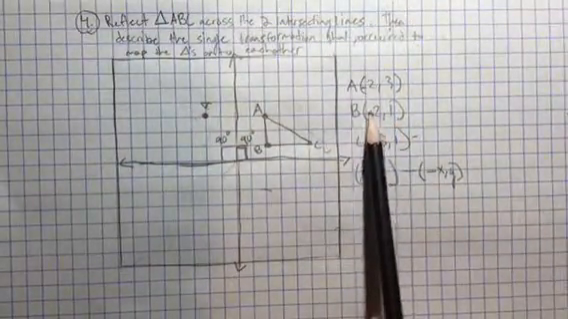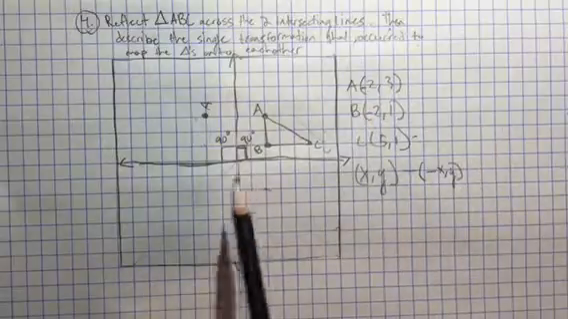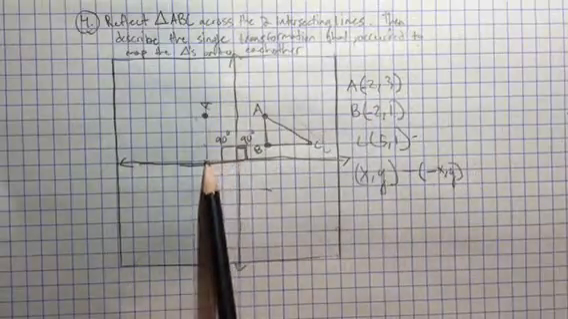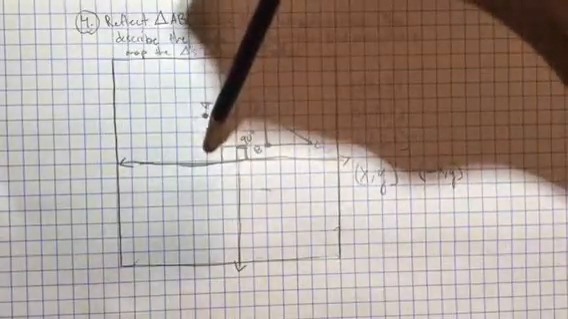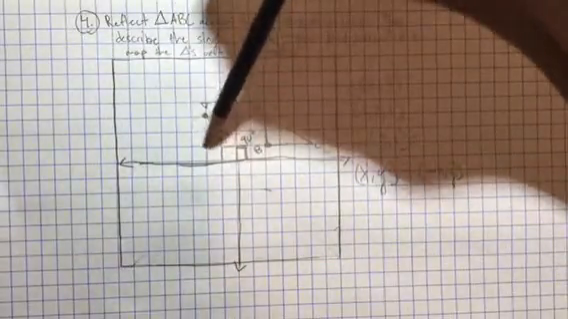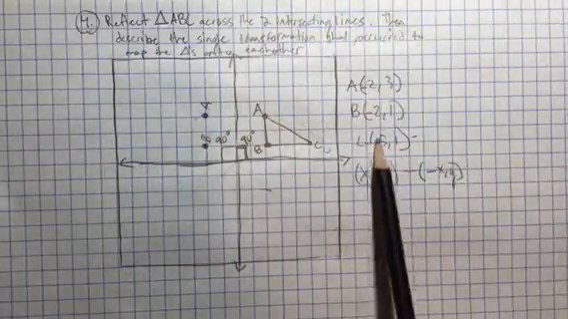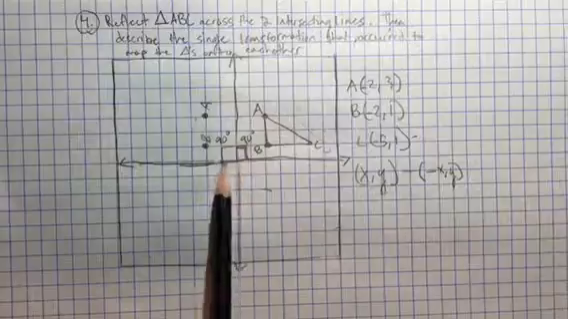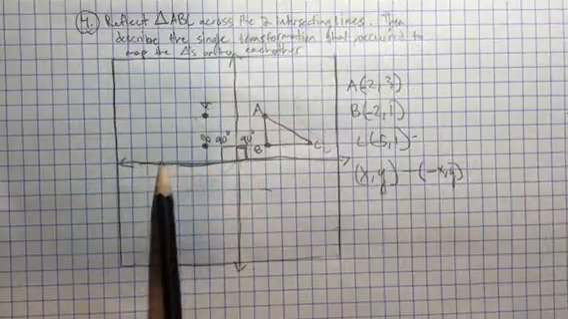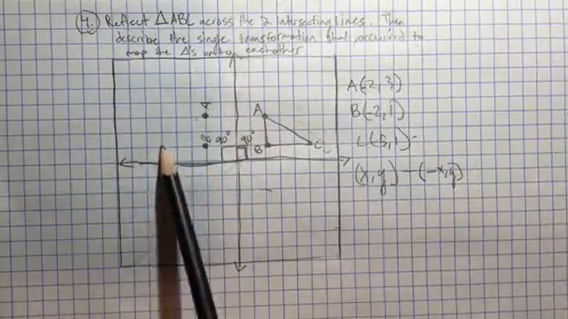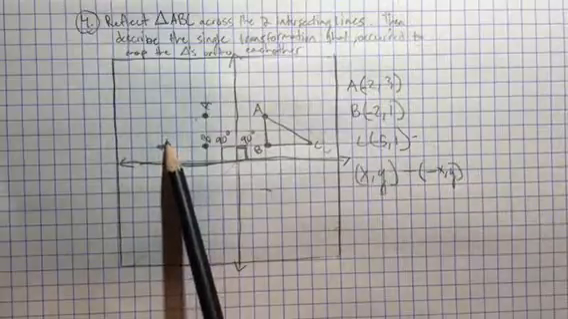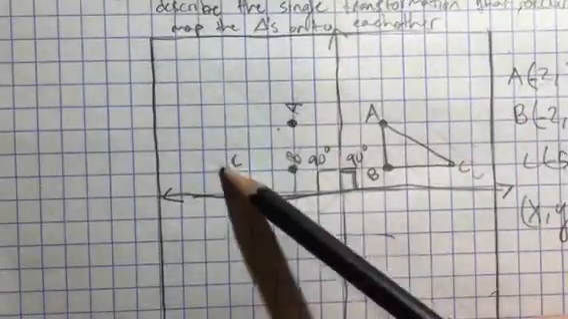And for B, you just add a negative here. It would be negative 2, and 1 up. So B would be here. And C would just be negative 5, and up 1. So that would be C.